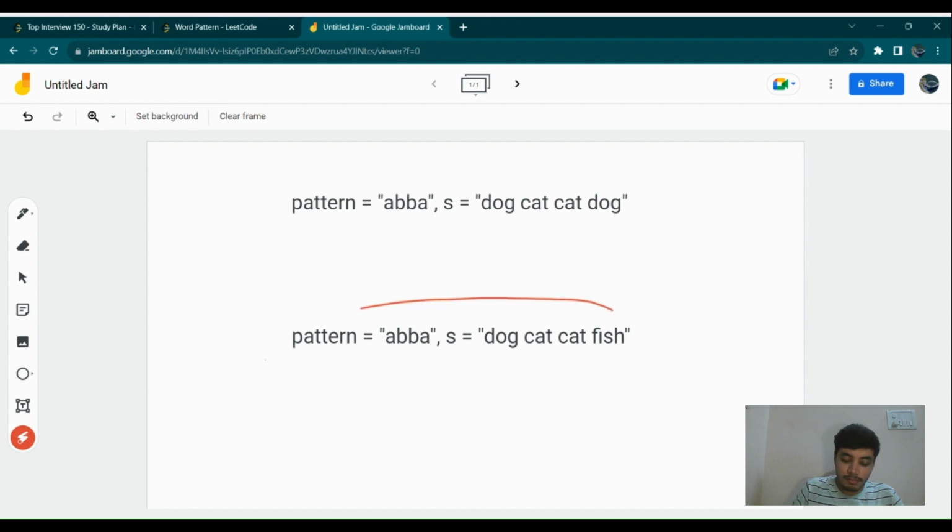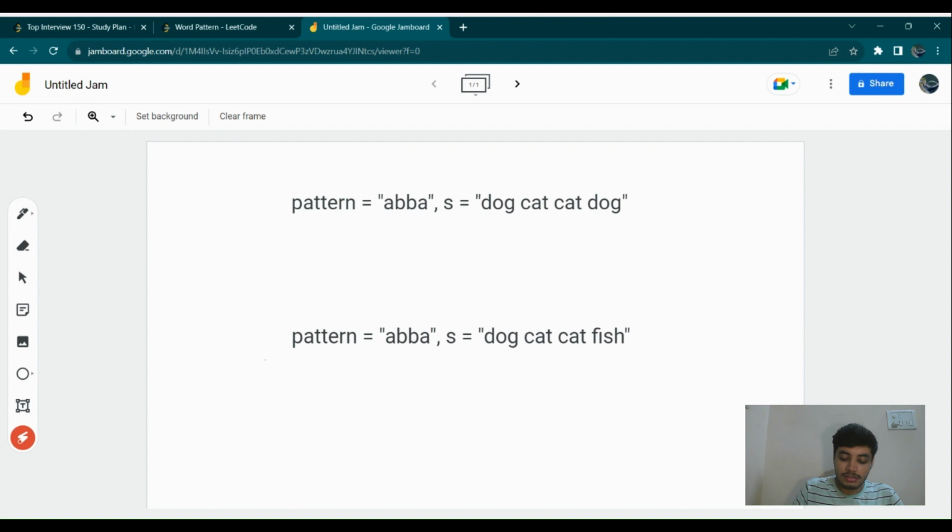Now in this second example, you can see that our first character can be mapped to dog, and when you get that character again, you have to replace it with dog. And here you can see that B is correctly replaced with cat two times, but at the last, in place of dog, we have fish. That means we are again mapping our A with a wrong value, which is not correct.